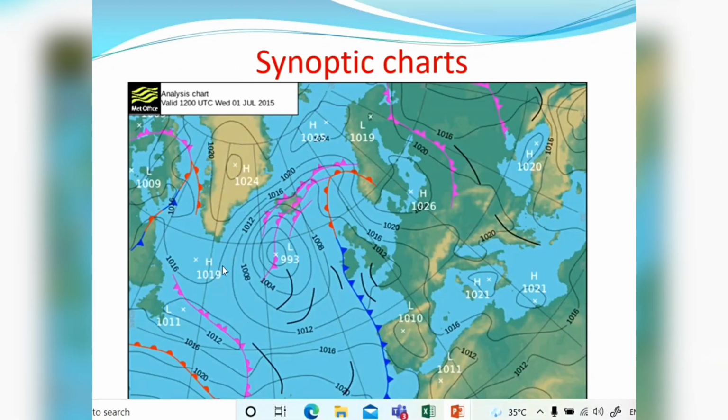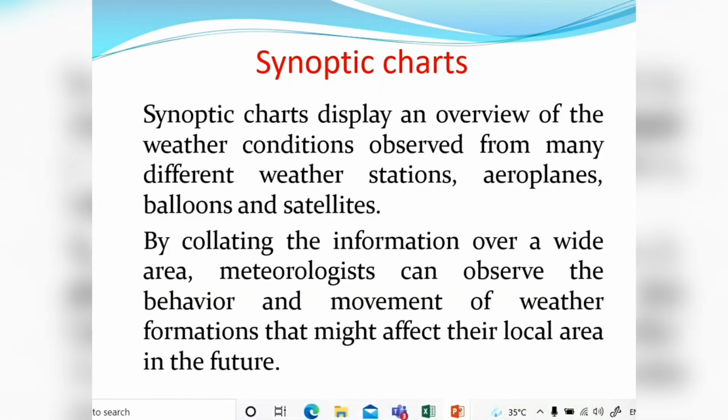So here it is also showing the movement of fronts. This cold front is moving in this direction, warm front is moving in this direction. So from the weather map you get this knowledge. Now that I have read about isobars and fronts, I know from where to where I am going, so I can definitely make out what type of weather I am going to get. So synoptic charts display an overview of weather conditions observed from many different weather stations, aeroplanes, balloons, satellites.